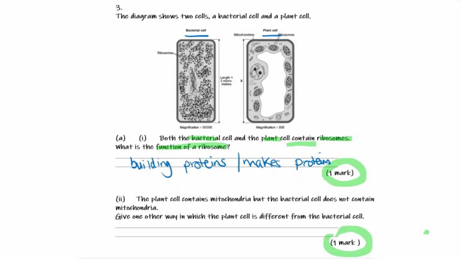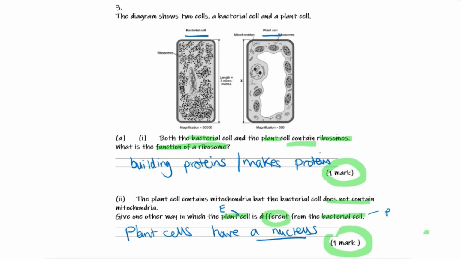The plant cell contains mitochondria, but the bacterial cell does not contain mitochondria. Give one other way in which the plant cell is different from a bacterial cell. So we remember bacterial cell is a prokaryotic cell and a plant cell is a eukaryotic cell. So we can write plant cells have a nucleus. And remember, I said nucleus was an important one to remember.